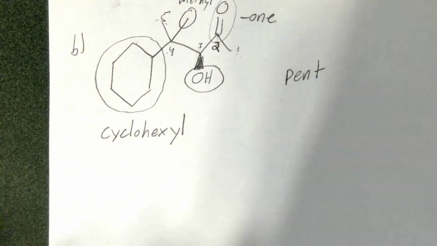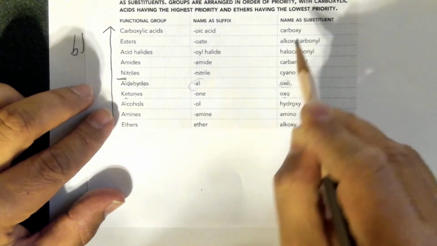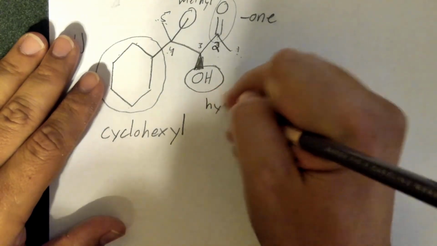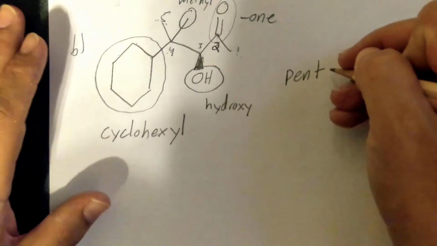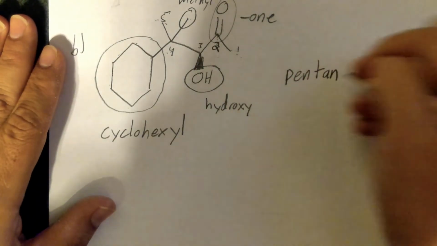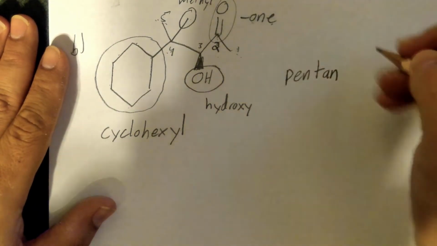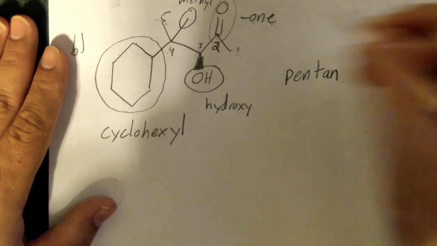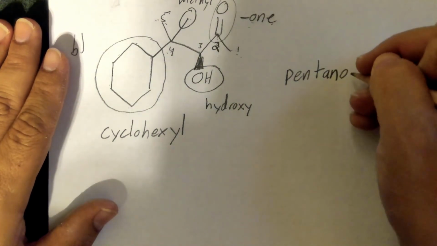So what is OH? Let's double check our list here. Alcohols are called hydroxy when they're a substituent. So this is a hydroxy group. This is a methyl. This is a cyclohexyl. There's no unsaturation, so it ends in -an. And the highest priority functional group is a ketone, so it ends in pentanone.